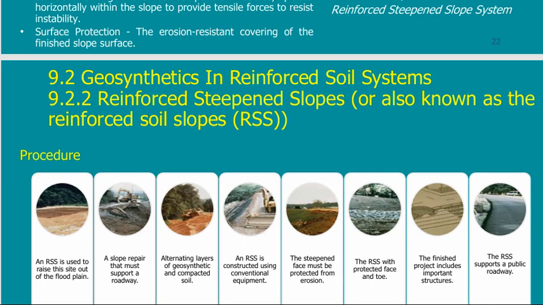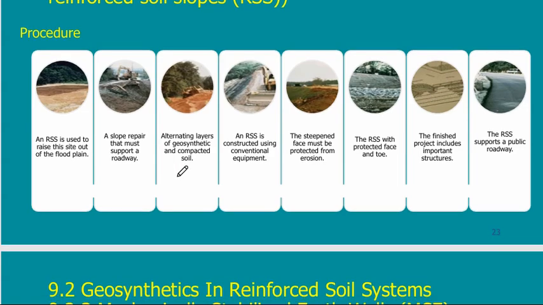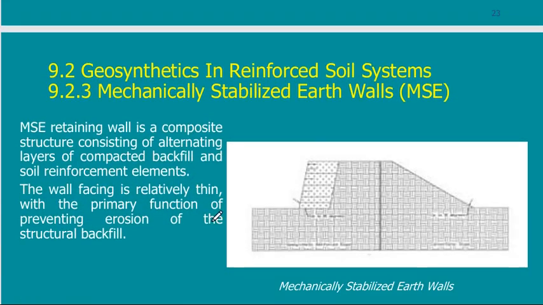Let's see here. The name, slopes may be called reinforced soil slopes. So I may have a reinforced soil wall, and I may have a reinforced soil slope. I may have a reinforced soil embankment. So the name is in reinforcing the soil. That's all what we need to concentrate on here.